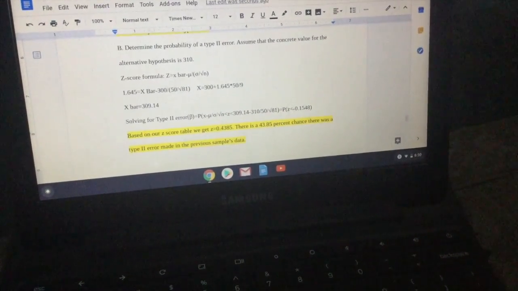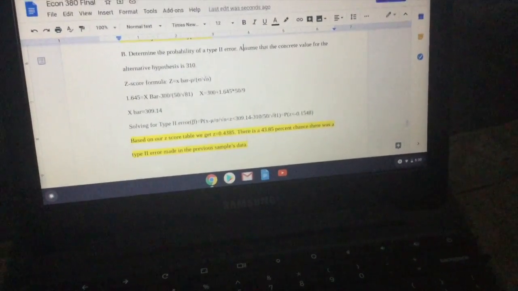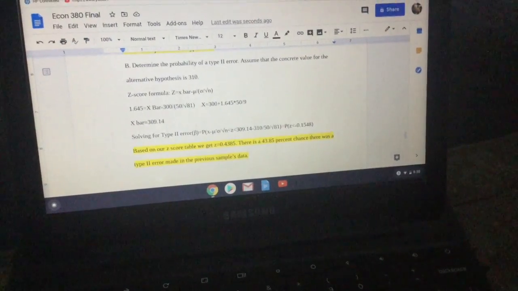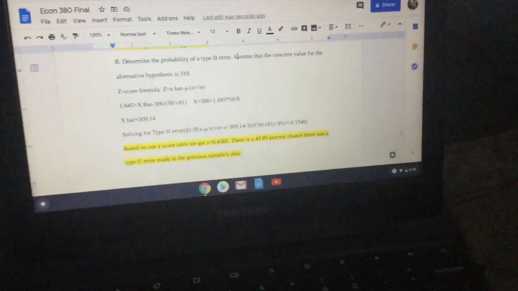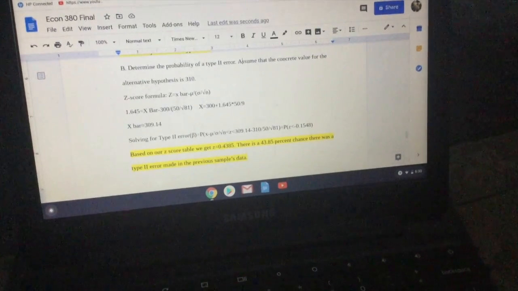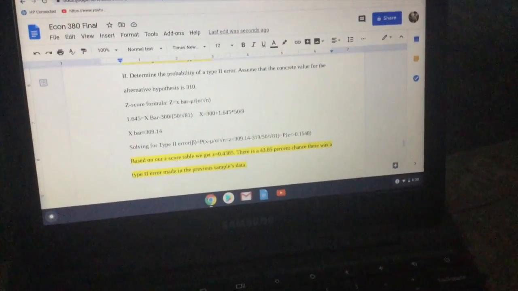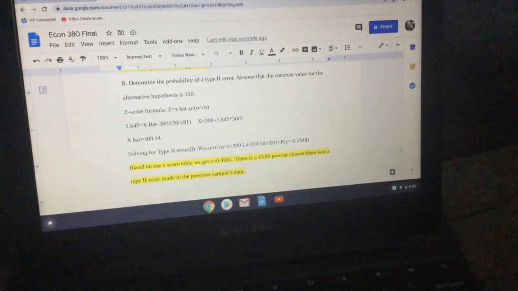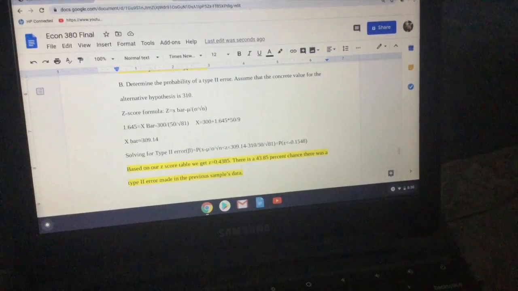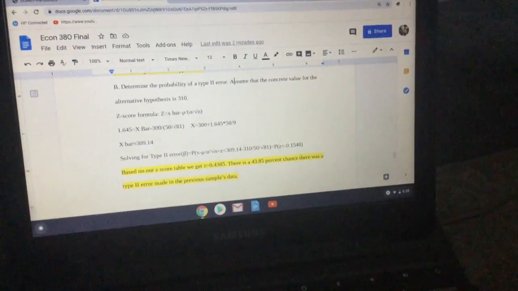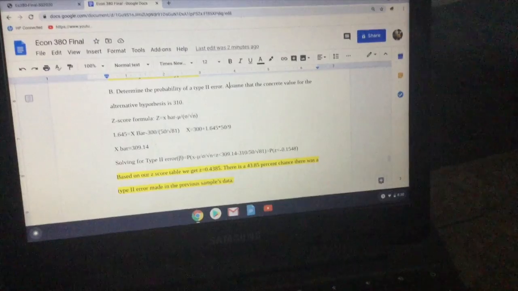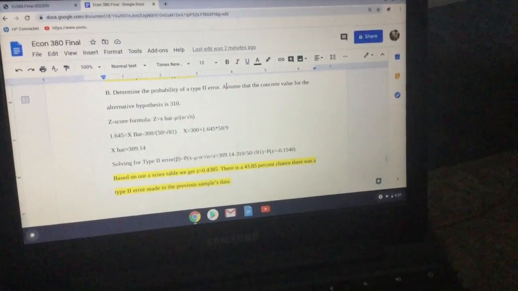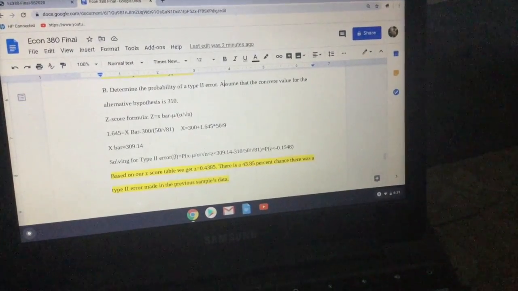So, looking back at the problem, our z-score from before is x bar minus mu divided by our standard deviation divided by the square root of our sample size. In this case, we are looking for our x bar, so we have 1.645, we took that from before, and equated it to the formula. Using algebra, we get x bar is equal to 300 plus 1.645 times 50 divided by 9. And that comes out to approximately 309.14.